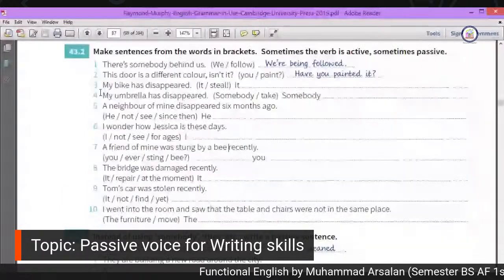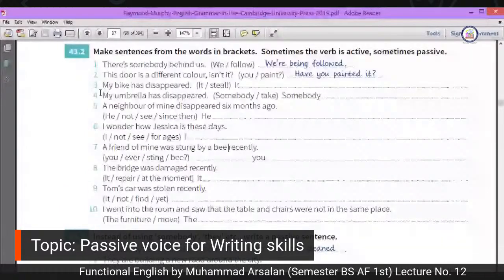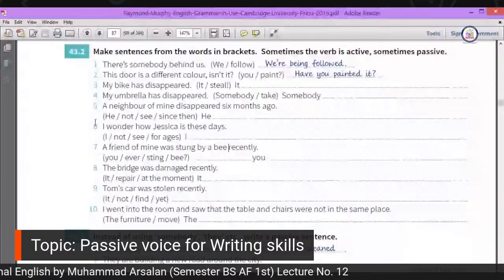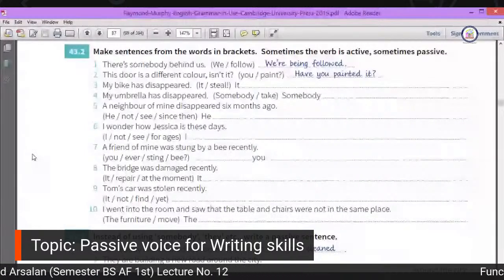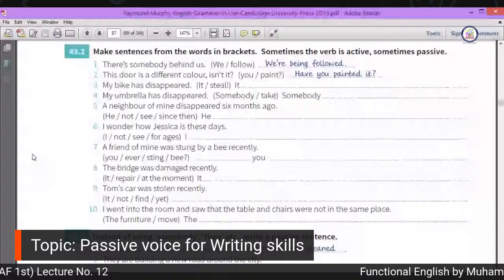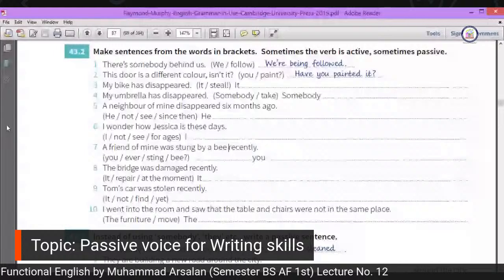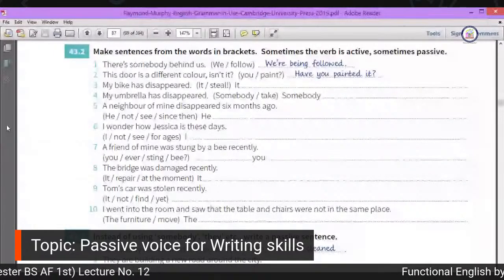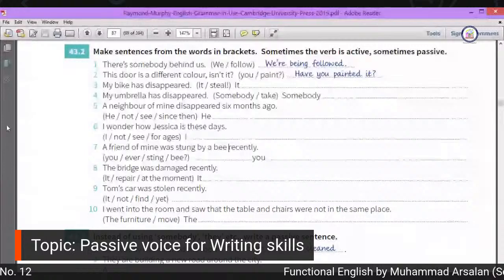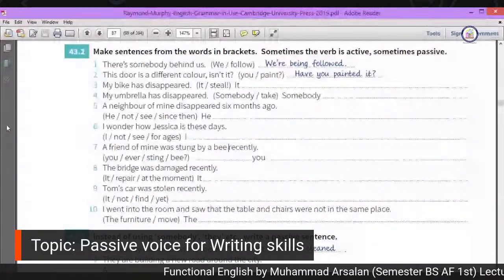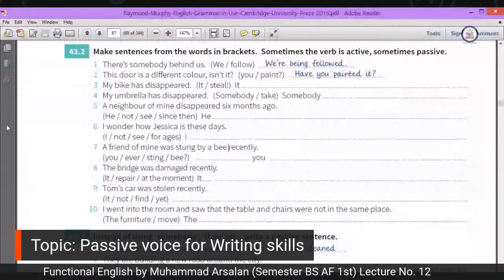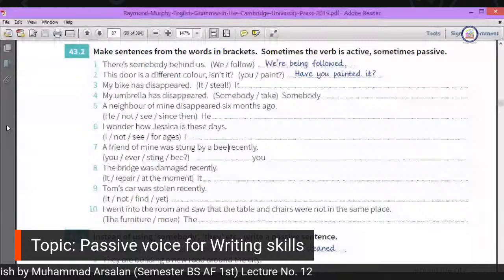Okay, my bike has disappeared. It has been stolen. My umbrella has disappeared. Somebody has taken my umbrella, or my umbrella has been taken by someone. A neighbor of mine disappeared six months ago. He has not been seen since then.